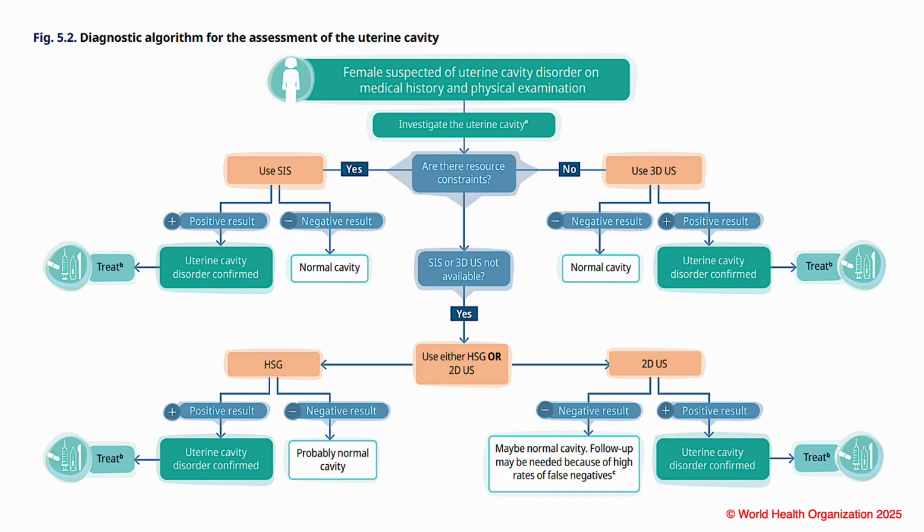In case saline infusion sonography as well as 3D ultrasound are both not available, then we have to resort to 2D ultrasound or HSG. So the first line is 3D ultrasound, second line is saline infusion sonography, the third line is either HSG or 2D ultrasound. And depending on the results, the further management will be done. Although even if positive or negative results have been obtained on HSG or 2D ultrasound, they are not very sure, because there are a lot of false negative rates.